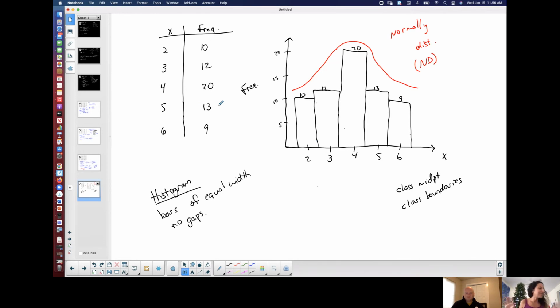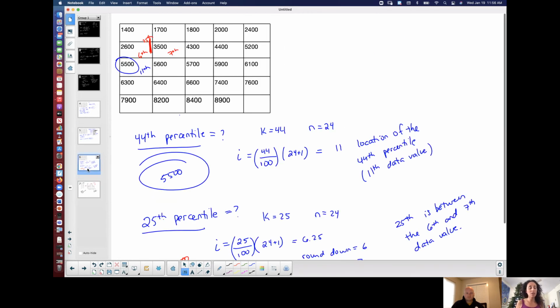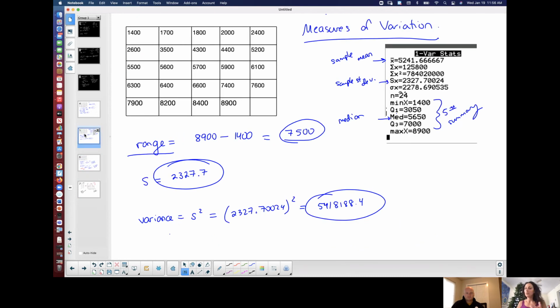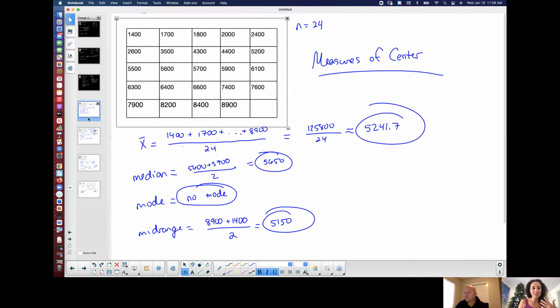I just wanted to quickly show that because they talk about histograms, but probably one of the main questions I get from this week is percentiles, and then standard deviation by calculator. Everything else, not so bad.